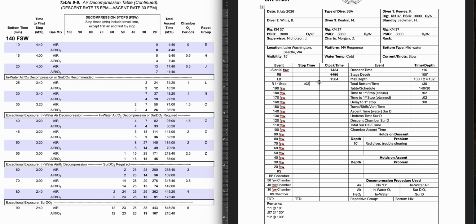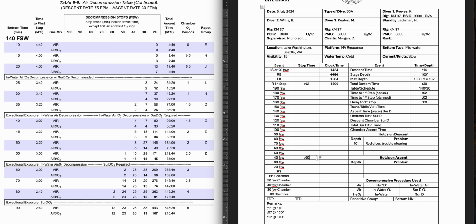At this point, everything we enter in this column right here is going to be whatever time is above it plus whatever time is next to it. So for this box, above it is 1504. We add 2 minutes to that, which gives us a reached first stop clock time of 1506. So we reach first stop, that is the 40-foot stop. We stay there for a total of 0 minutes because we are not stopping, we are just increasing our speed.